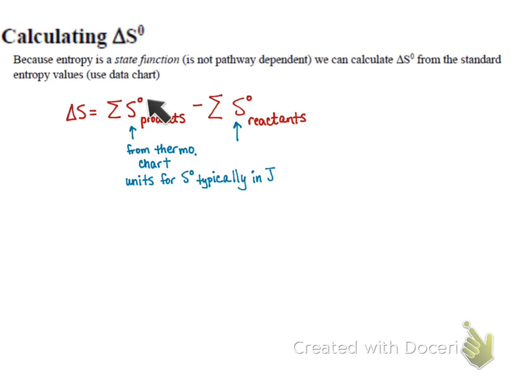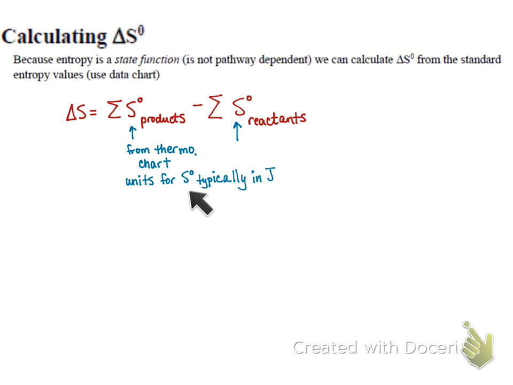And because entropy is a state function, like enthalpy, it doesn't matter how we get there. So we can use an equation that's very similar to Hess's law, but it's not Hess's law because it's entropy. The change in entropy is going to be the sum of the entropy of the products minus the sum of the entropy of the reactants. And we can actually measure the entropy associated with every formula, and those are found in the thermodynamic charts.